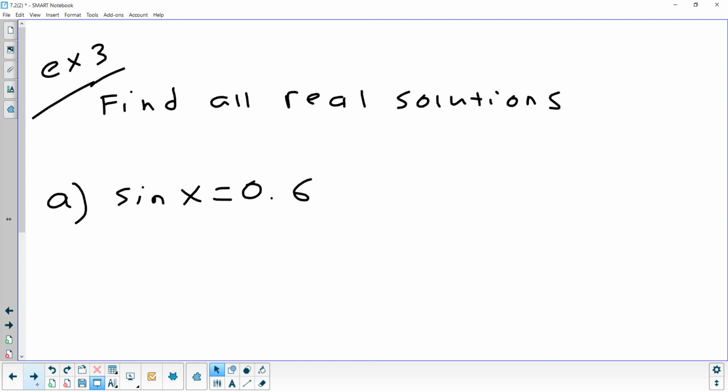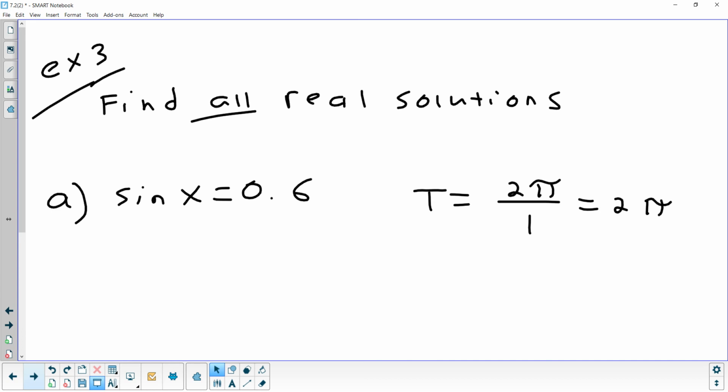All right, so this says find all solutions. The first step is to find all the solutions in one cycle. So let's start by finding the length of the cycle. I'm dealing with sine. What's the formula to find the period of a sine function? 2 pi over b. In this case, what's my b value? 1. So the cycle length here is 2 pi.